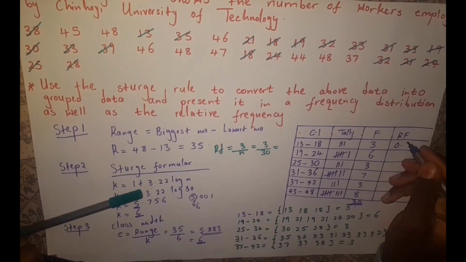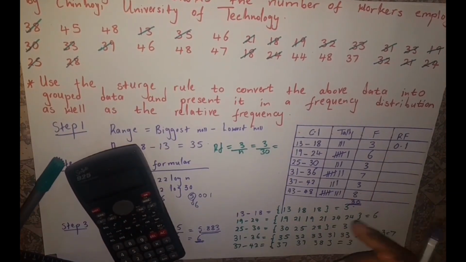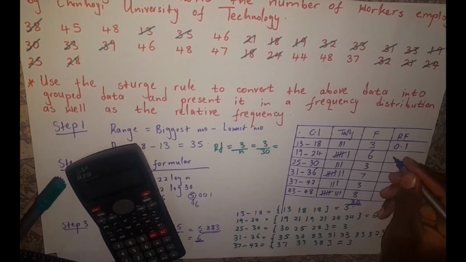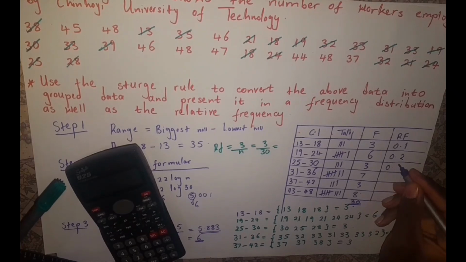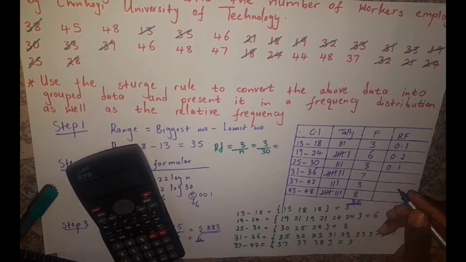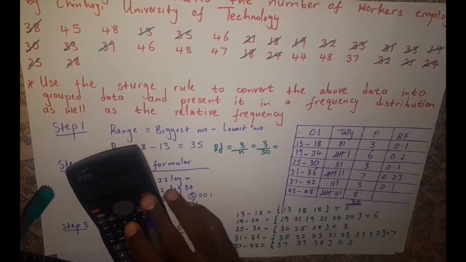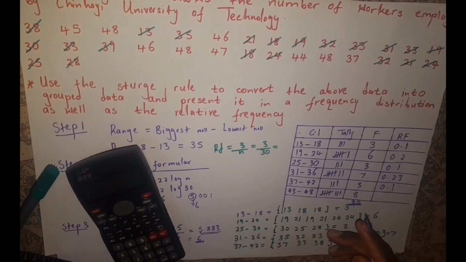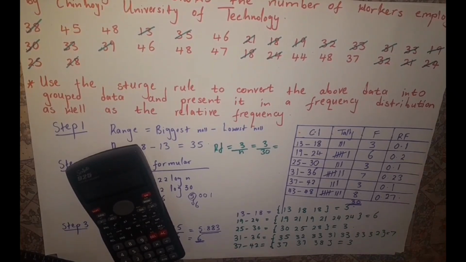And then if we say 6 divided by 30, frequency divided by n, the total number of data points, it's 0.2. And then 3 divided by 30 is 0.1. We've already got the answer. And then 7 divided by 30, it's 0.23. And then here it's 0.1. Then 8 divided by 30, it's 0.2666, so it's going to be 0.27. So this is how you calculate the relative frequency.